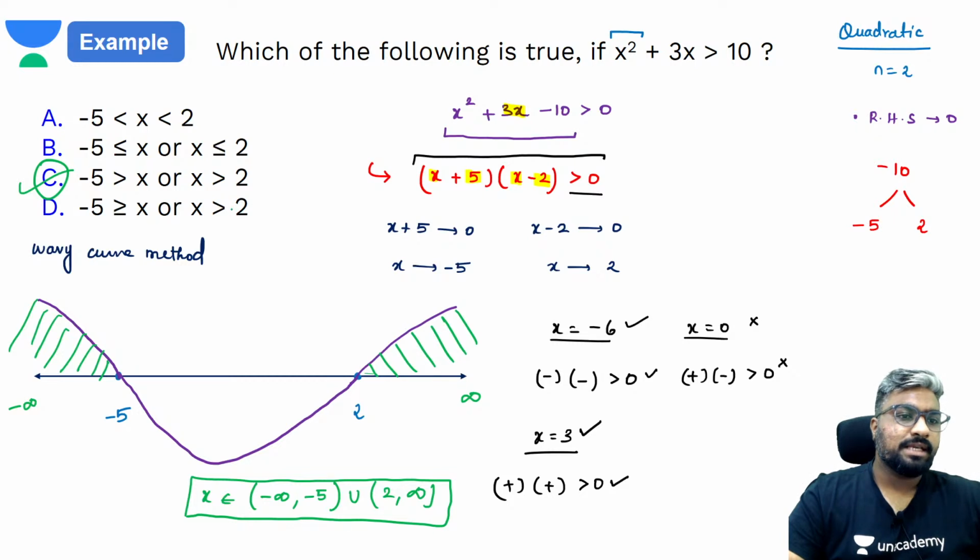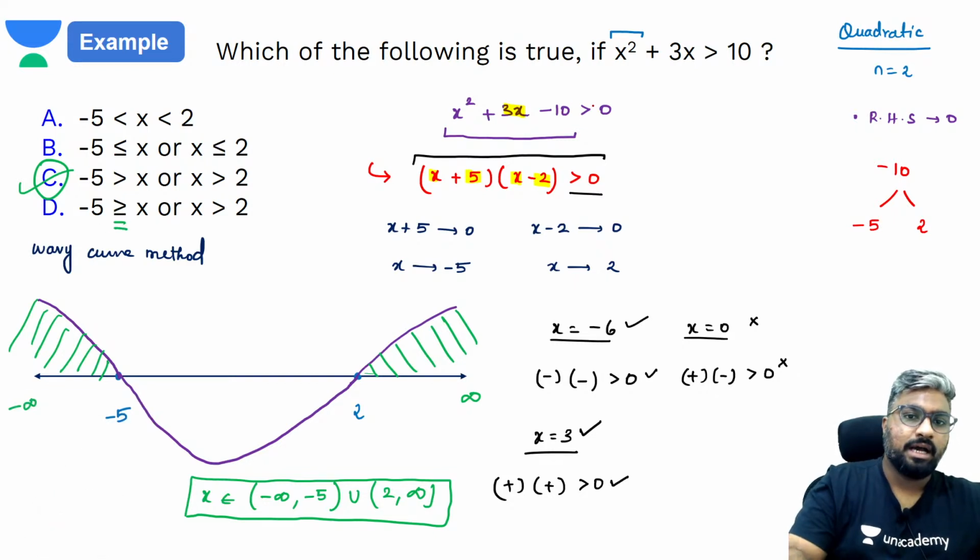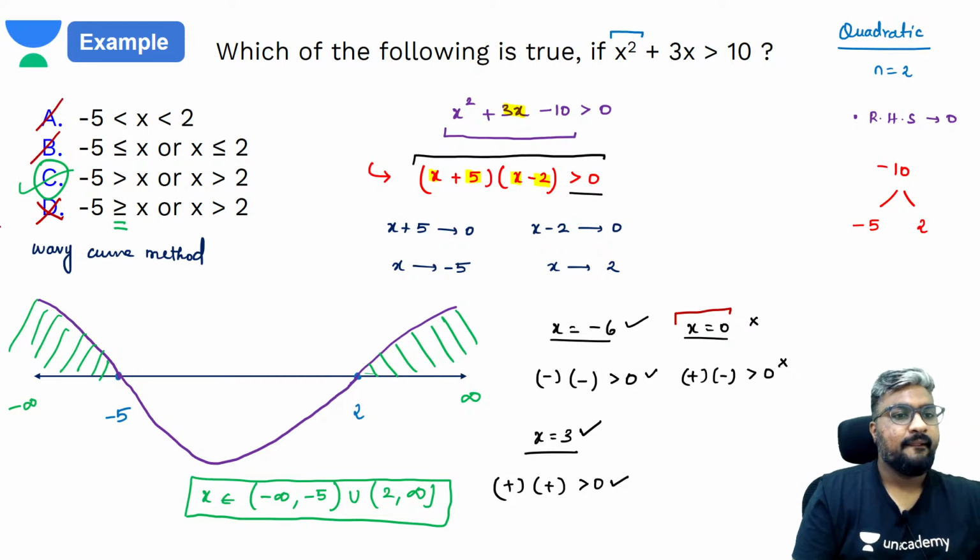Alternatively, what you can do is go for reverse engineering. Yes, here look at this. Equal to, eliminate. There is no greater than equal to sign, so eliminate D. Option B and option A are having x equal to 0. We saw x equal to 0 does not satisfy it. So A, B cancel. What is our only answer? Option C. Okay?